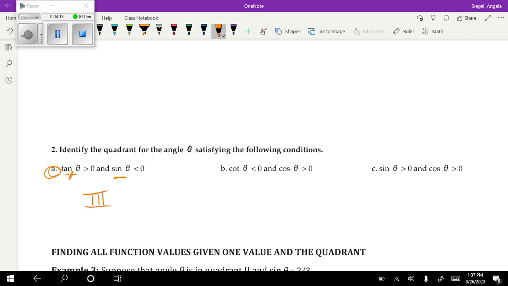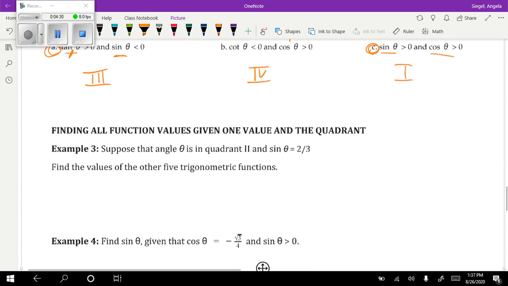Okay, so try B and C. You'll notice in C that both sine and cosine were positive, and that only happens when you have your 2 major trig functions positive. That can only happen in quadrant 1.